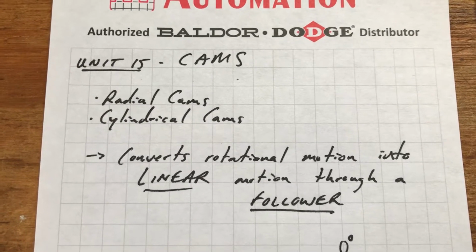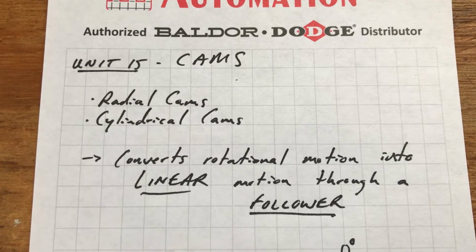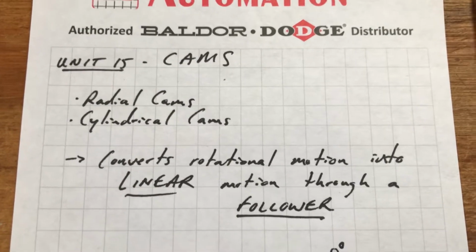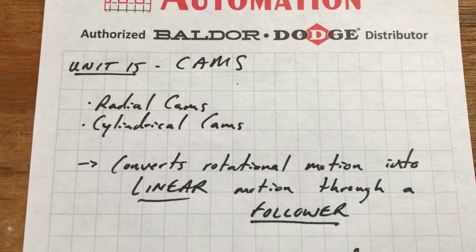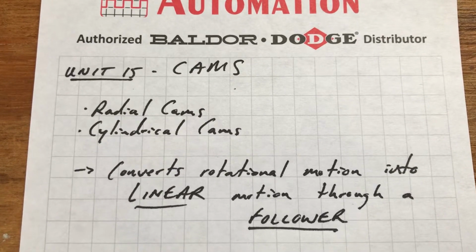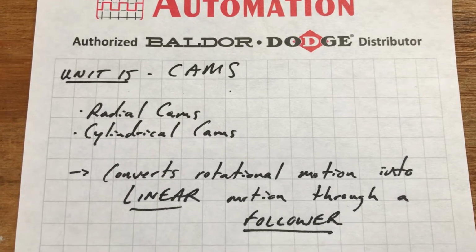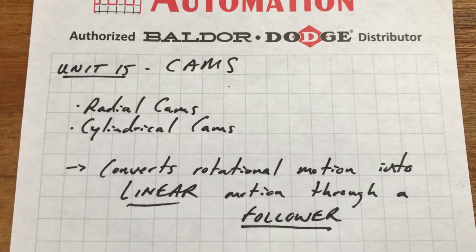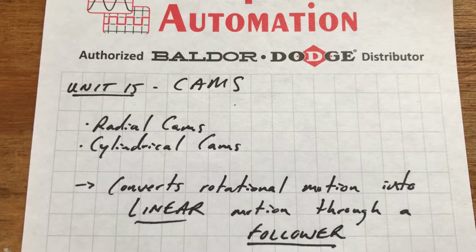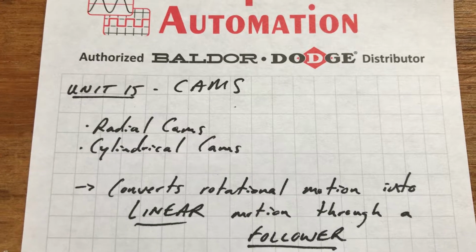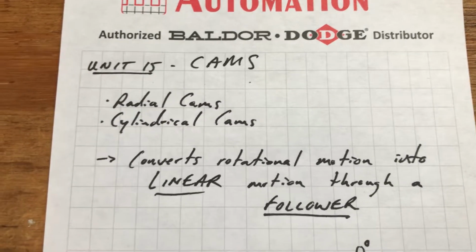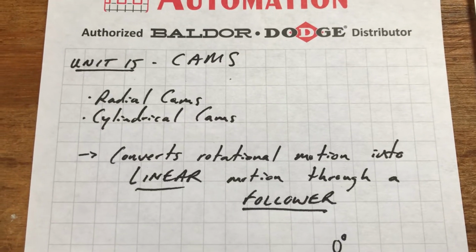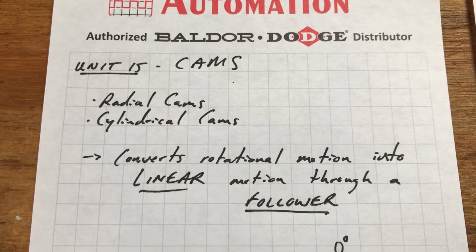So there's two different kinds of cams, radial cams, and I'll show you some examples of those here in a little bit, and cylindrical cams. Both of these convert rotational motion into linear motion through a follower. There's a picture of a cylindrical cam in the book, but basically it's a rotating drum with a track on it, and the follower would follow along in the track, and as the track goes left and right, it would create that linear motion as the cam rotates. I also try to put some example videos online for you as well.